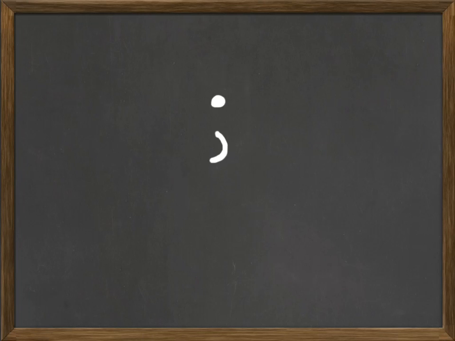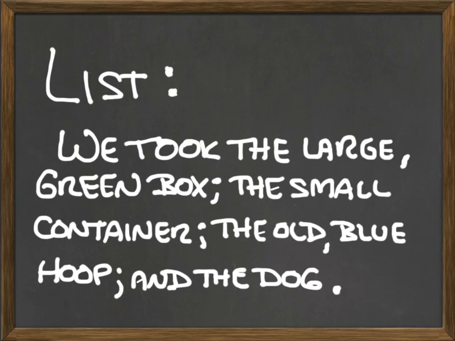Students often have difficulty using semicolons correctly. One way we use a semicolon is when we have a long and possibly confusing list. You can see here that I have adjectives separated by a comma that are modifying the noun. So the items in the list are box, container, hoop, and dog.